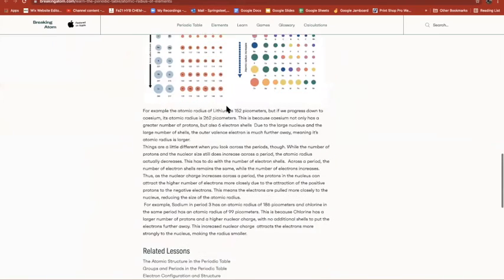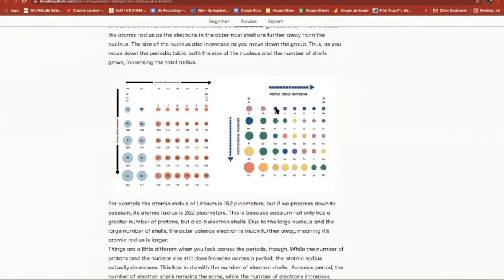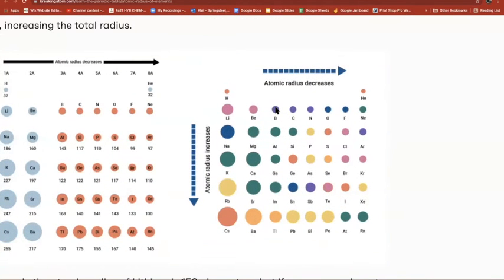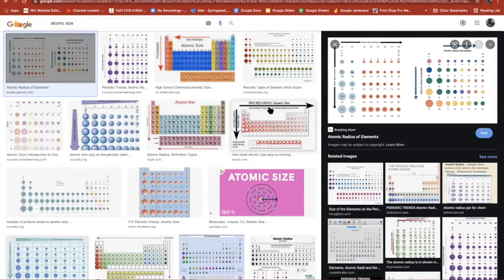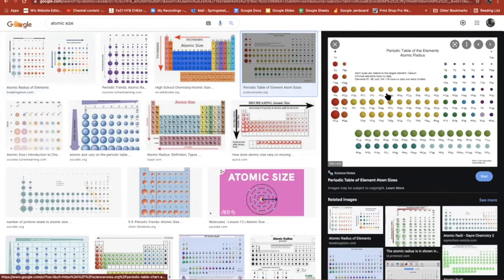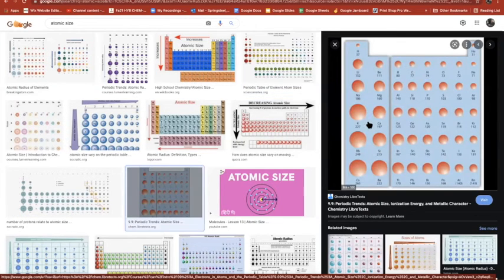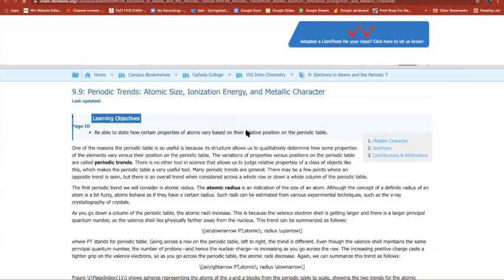Atomic radii. Let's see. What's with this table not giving these ones? I like the relative size, but I want to see atomic radii on here. There we go. That's what we want.